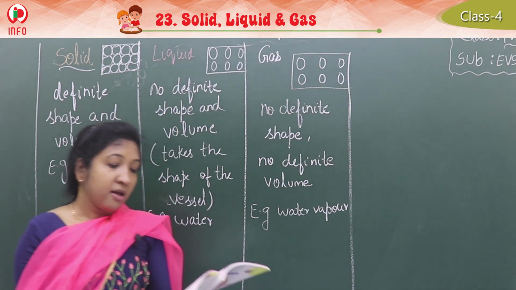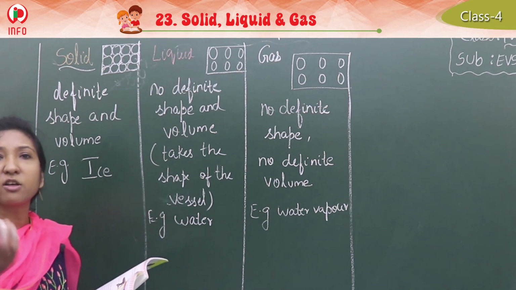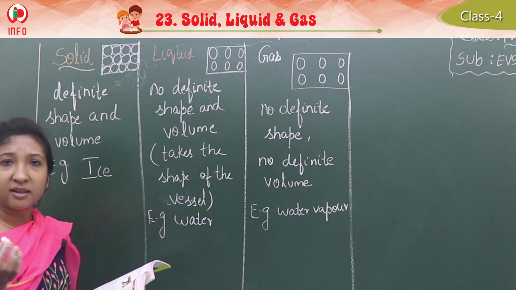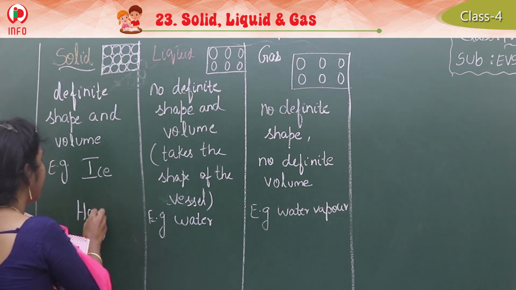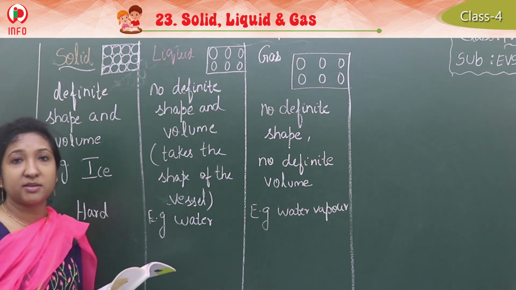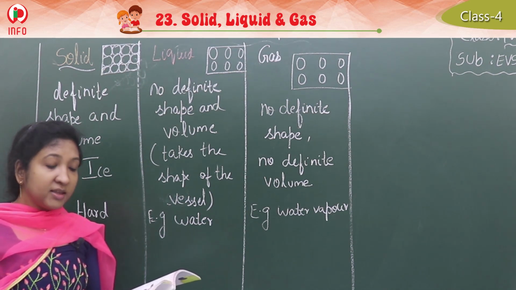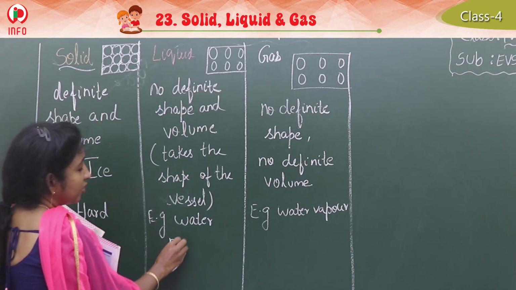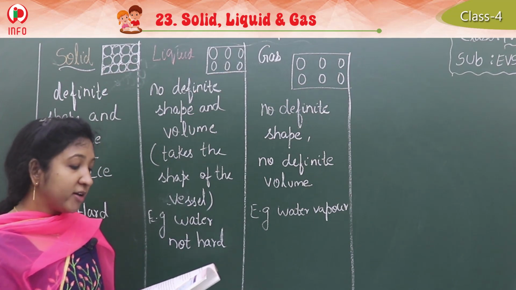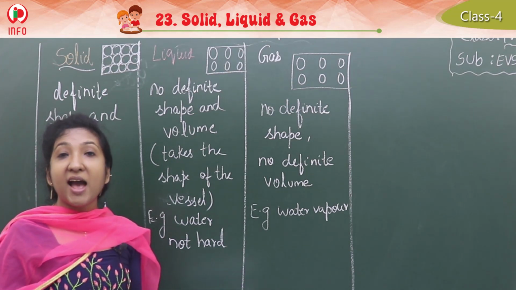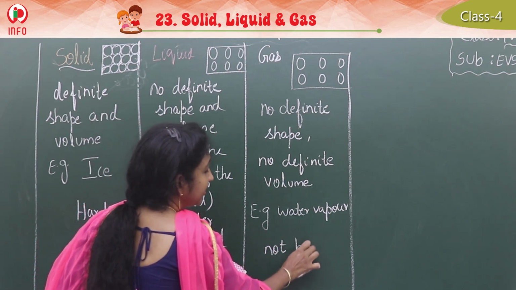Now, solid is generally hard, isn't it? Rock, wood, book, pencil, they are not soft. So these are hard. Solids are generally hard items. What about liquid? Liquids are not hard. Then what about gas? Not at all hard. Only solid is hard.